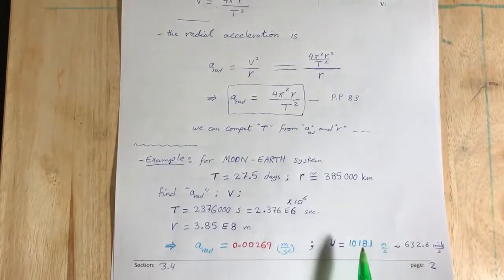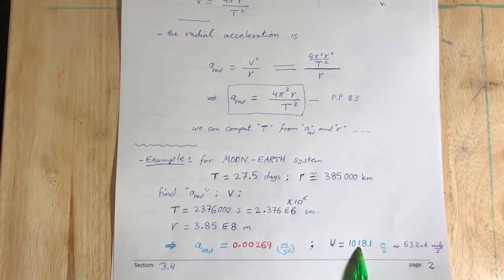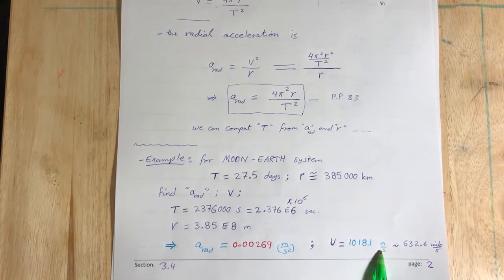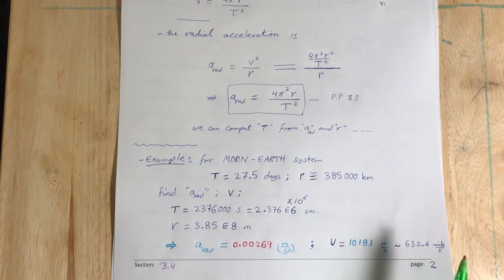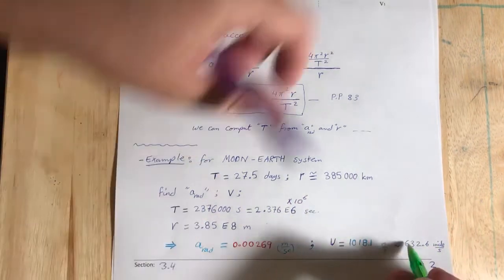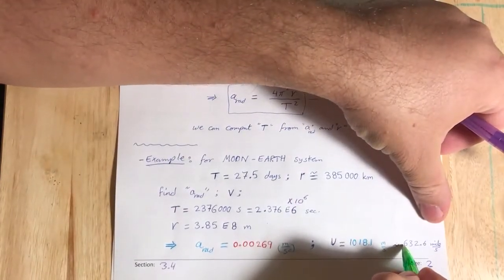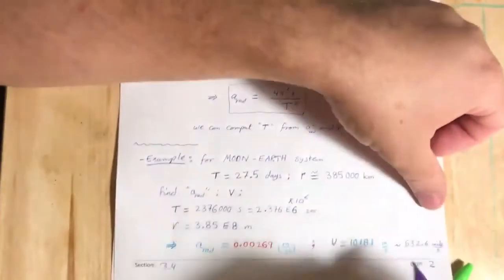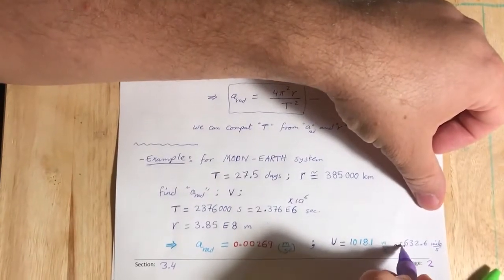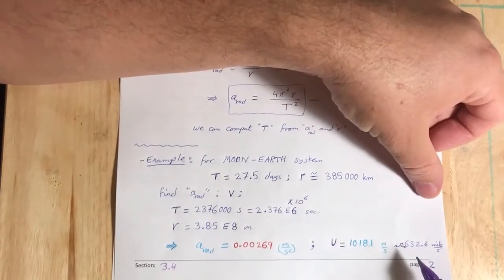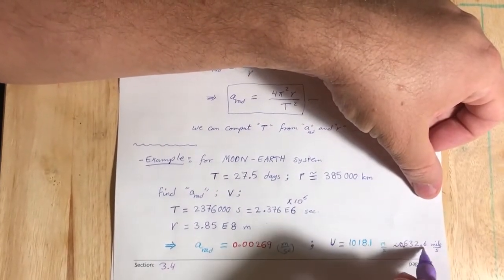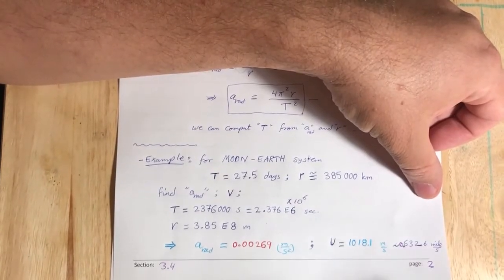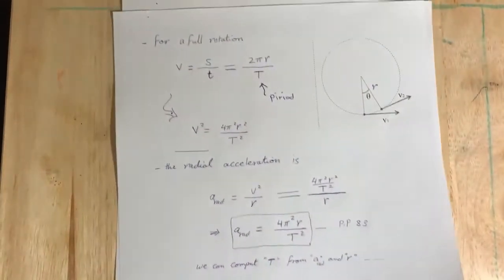It will be approximately 1018 meters per second, which is approximately equal to 0.632 miles per second, less than a mile per second. This is the speed of the Moon.